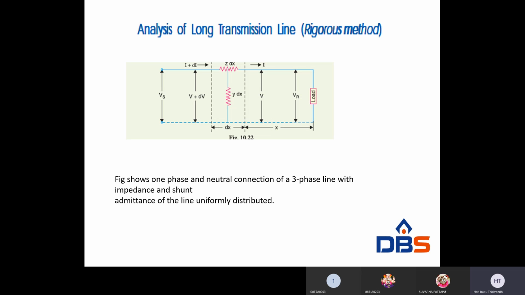Once again I am introducing the parameters. Z, series impedance of the line per unit length. Y, shunt admittance of the line per unit length. V, voltage at the receiving end. V plus dV, voltage at the sending end. Not the sending end voltage Vs, don't confuse. V plus dV is the voltage from the sending end to the small element dx. I plus dI, current entering the element dx, I current leaving the element dx, right? Now for the small element dx we have to take Z into dx, that is the series impedance, and Y into dx, that is the shunt admittance.